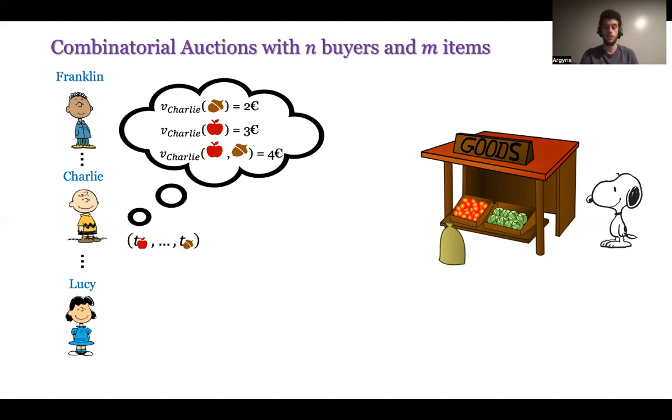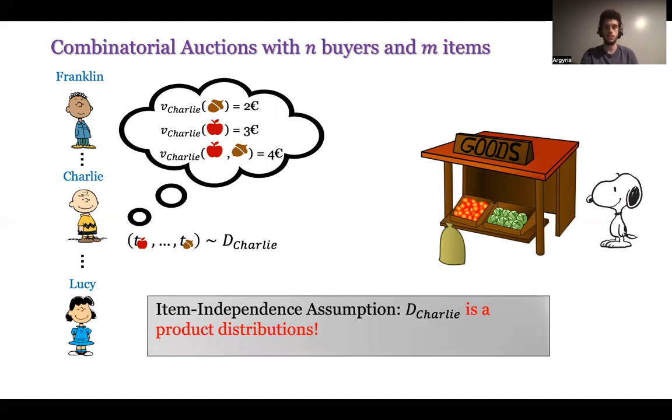For instance, if the buyer's valuation is additive, then her type for an item is just how much she values this specific item. We assume that the type that each buyer has for the items is sampled from a distribution. Throughout this talk, we are going to assume that the type that the buyer has for different items is independent. That is, her type is sampled from a product distribution. This is also known as the item independence assumption.